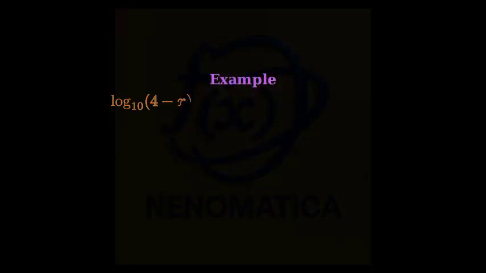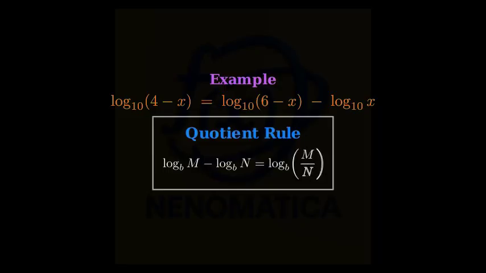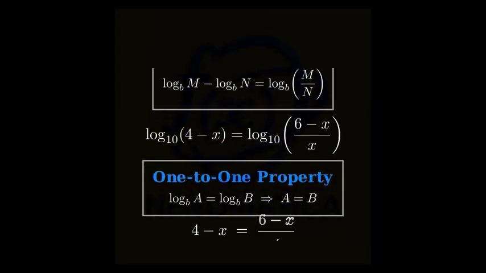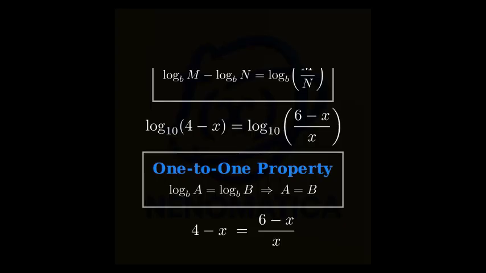Example. Problem 1 reads, log base 10 of open parenthesis 4 minus x close parenthesis equals log base 10 of open parenthesis 6 minus x close parenthesis minus log base 10 of x. Step 1. Apply the quotient rule of logarithms. A difference of logs equals a single log of a quotient. Step 2. Use the 1-to-1 property. If log base 10 of a equals log base 10 of b, then a equals b.